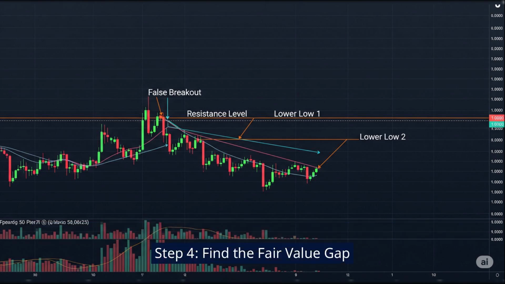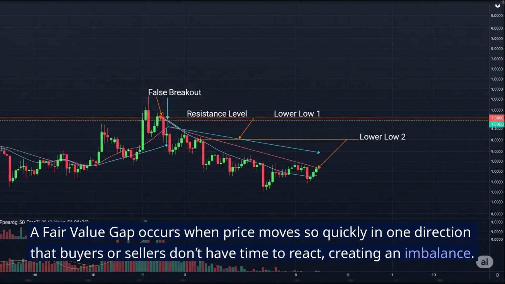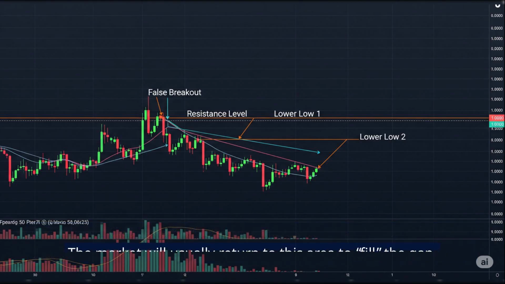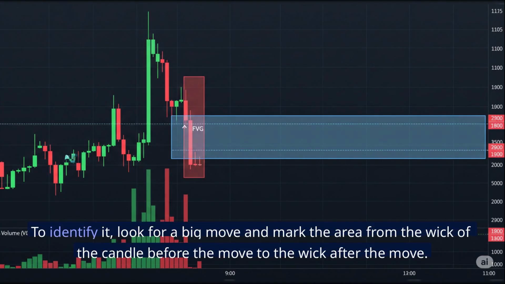Step 4, find the fair value gap. Now, you might ask, when do I enter? We find our entry using a fair value gap. A fair value gap occurs when price moves so quickly in one direction that buyers or sellers don't have time to react, creating an imbalance. The market will usually return to this area to fill the gap. To identify it, look for a big move and mark the area from the wick of the candle before the move to the wick after the move.